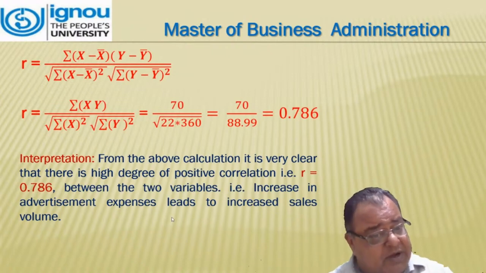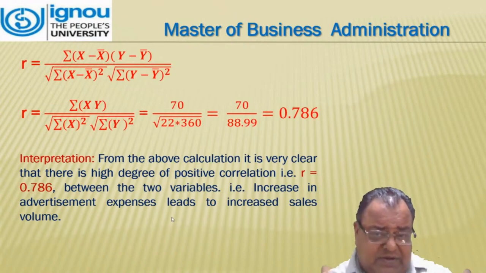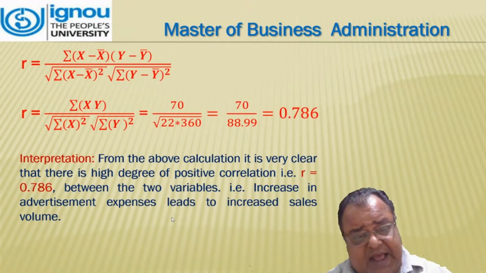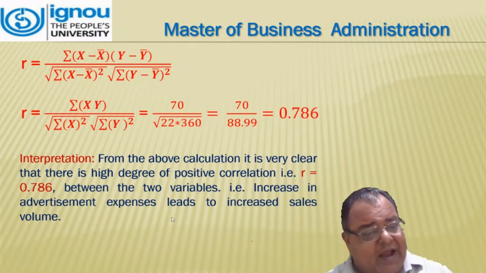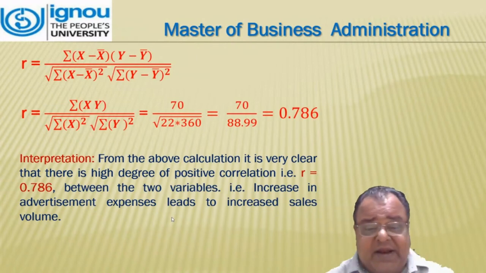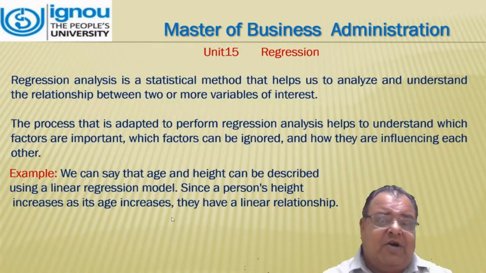We get a positive value. So what have we concluded from this calculation? From the above calculation, it is very clear that there is a high degree of positive correlation because the r value is 0.786, which is greater than plus 0.75, between the two variables. That means an increase in advertisement expenses leads to increased sales volume. This is what we have concluded. Then comes your regression.